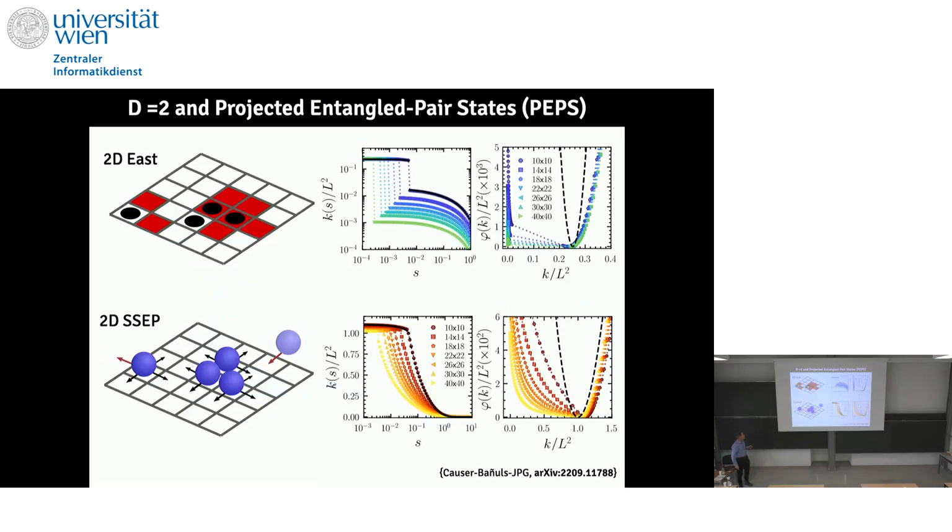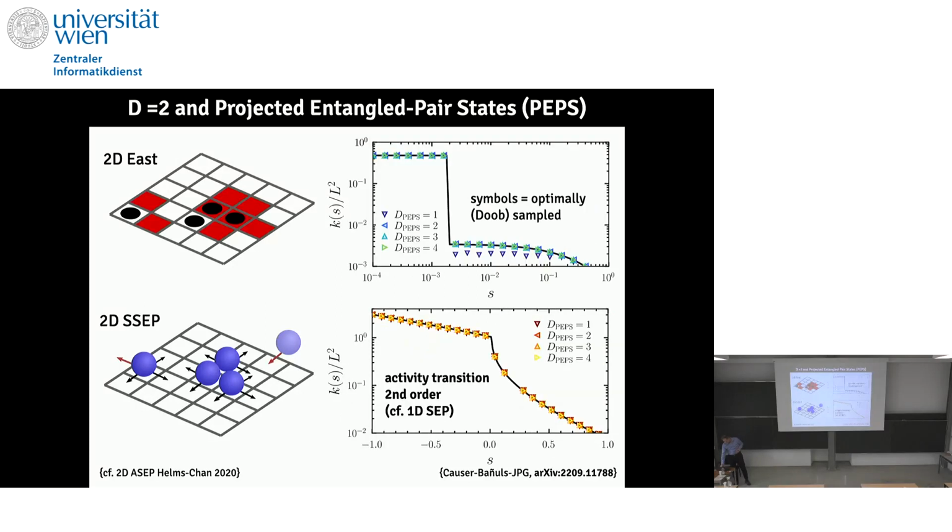You can do 2D, yeah? So it's a 2D East, and there's a 2D SEP. You get basically the same result. The thing that's interesting is that for the 2D SEP, the transition in the activity is second order compared to 1D, yeah? So this is something that's discussable.